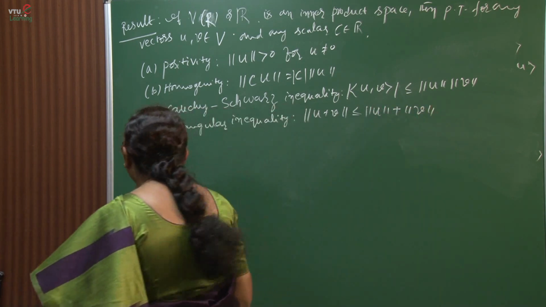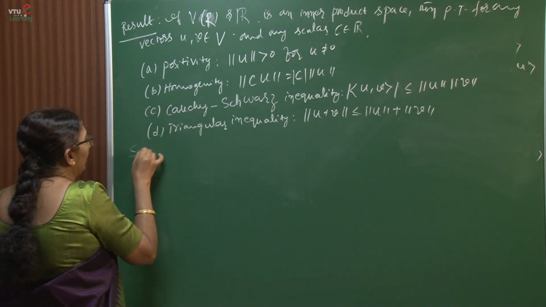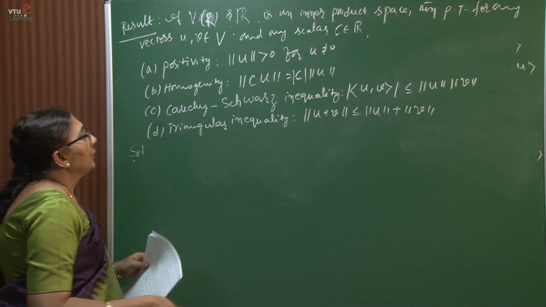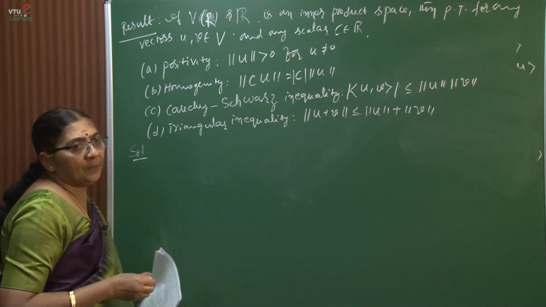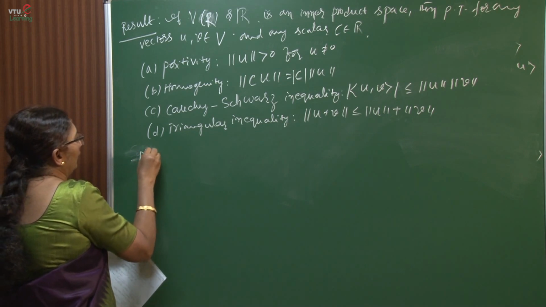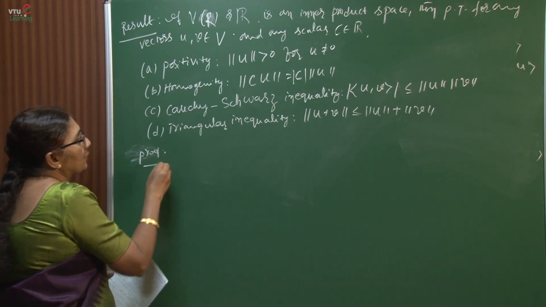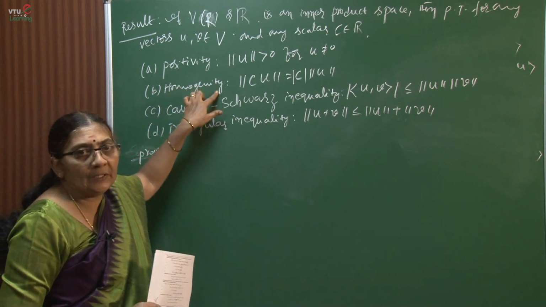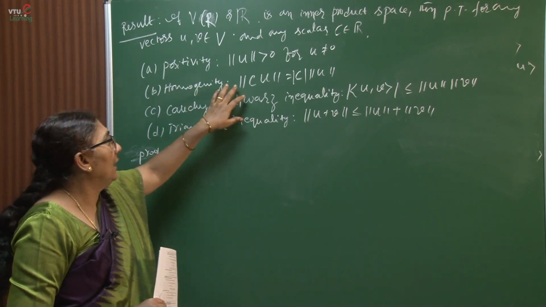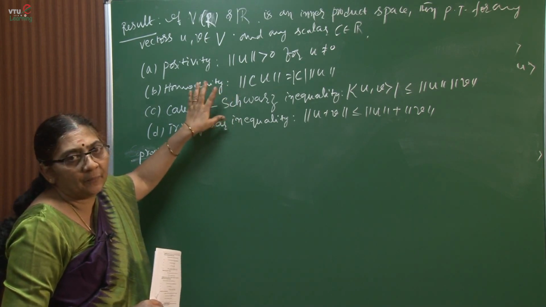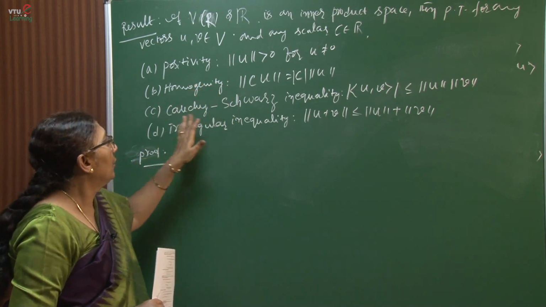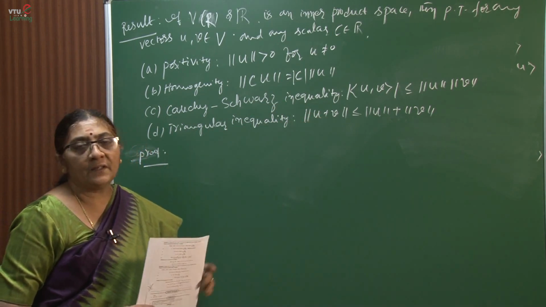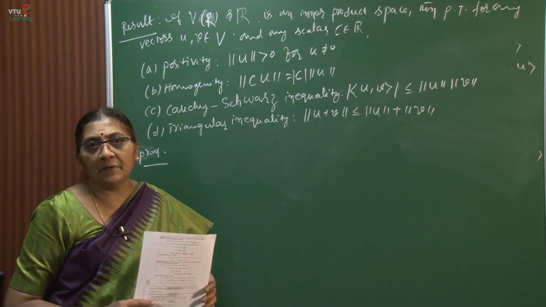Solution. Now we have to prove them one by one. The first one is called positivity, the second one homogeneity. These two names are not included in any textbook, but here I referred to some article where they were given, therefore I am mentioning the names. Then the Cauchy-Schwarz inequality and the triangular inequality. They may ask any three in the exam for 6 or 7 marks.